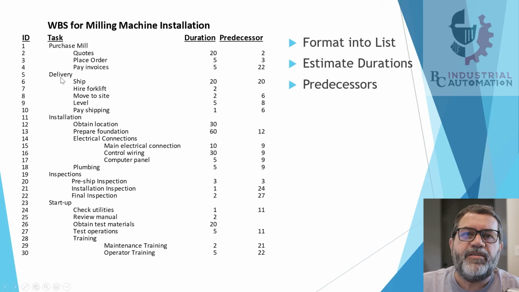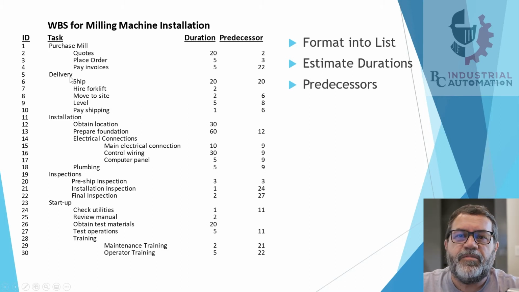Notice I also added one more category. I decided that delivery categories need to be in here. So I added a group of delivery items. So ship, hire forklift, move it to the site once it arrives. Milling machines are very heavy. They have to be leveled once they get here, and at some point we have to pay for the shipping.